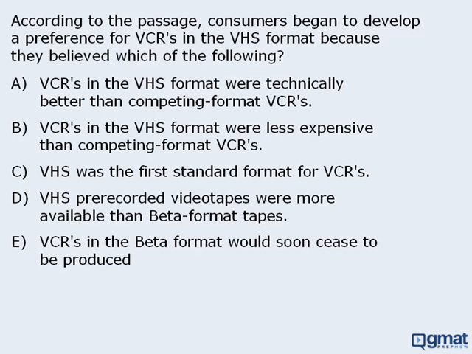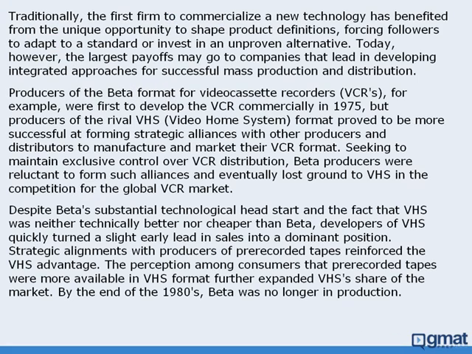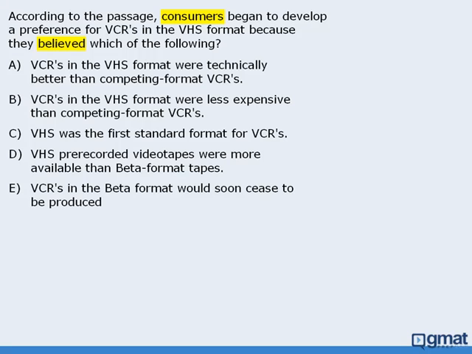Now, here the question is about consumers and their beliefs. So we might look for the words consumer and believe as we skim the passage. As we skim the passage, we eventually find the word consumers right near the end. So the answer to the question should be found in this area. Here we are told that the perception among consumers was that pre-recorded tapes were more available in VHS format. So when we return to the question, we can see that the answer must be D.